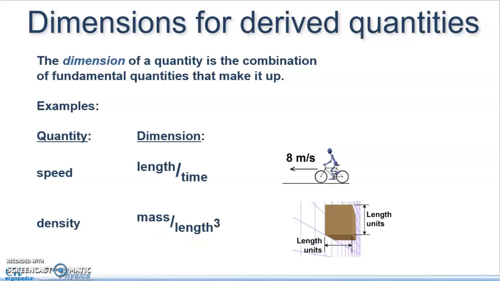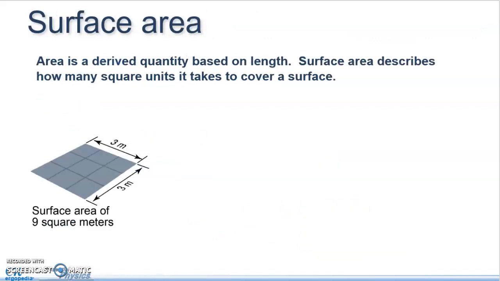All right, another derived quantity is density, and that is mass per volume. Now they say length cubed here, and the units of volume are derived from length cubed. Surface area is another derived unit, so that is length times width, so that is like meters squared.